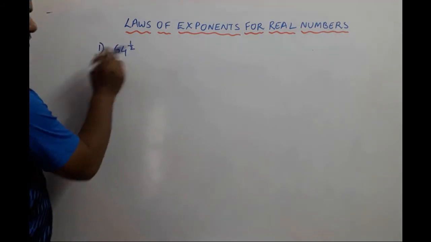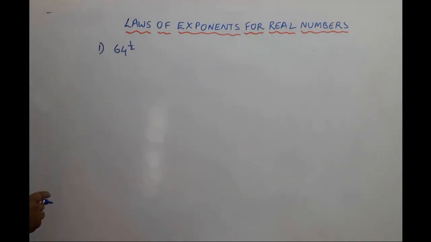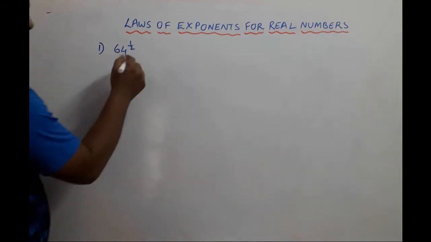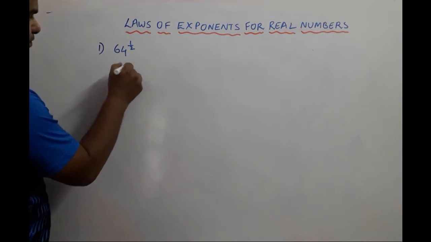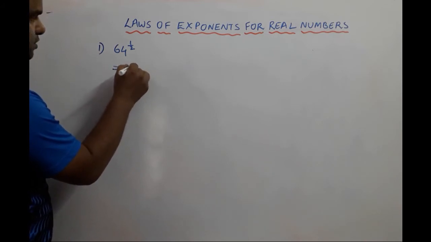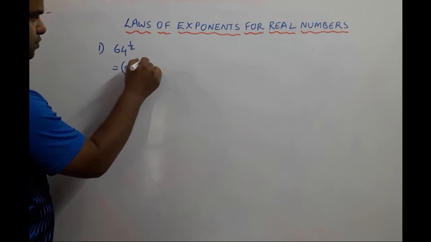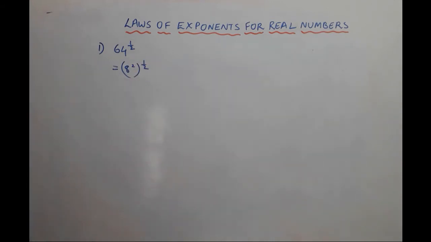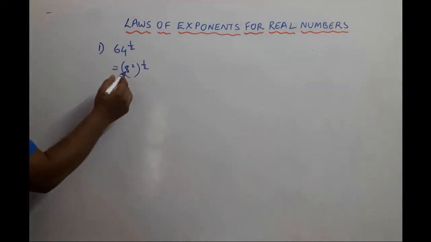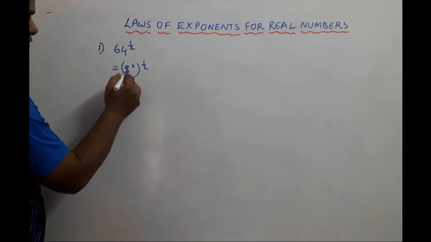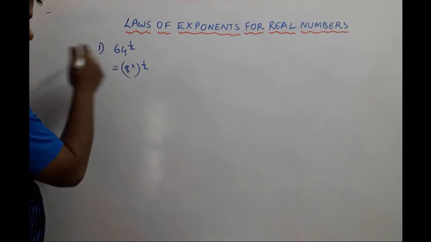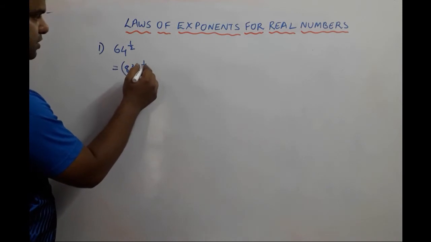Now, is this a perfect square? That is what we need to see first. Yes, 64 is a perfect square of 8. So we can put this down as 8 square raised to half. 8 square, which is nothing but 64, whole thing raised to half.